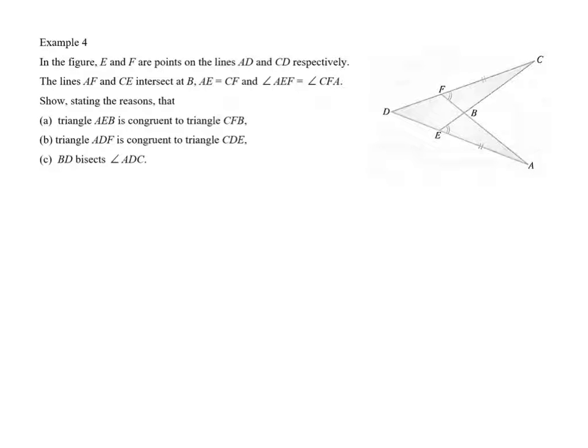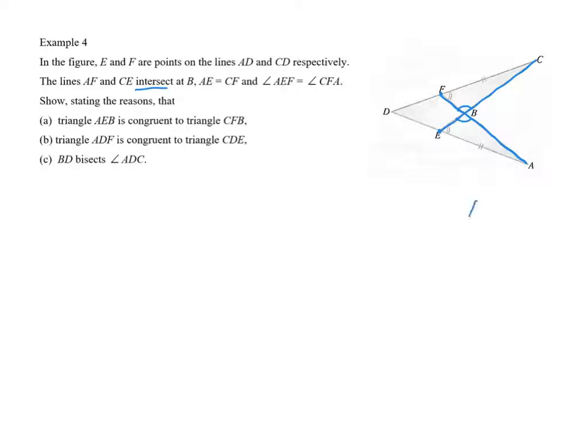Congruency Example 4. In the figure, E and F are points on the line AD and CD respectively. The lines AF and CE intersect at point B. What does that mean? So I will have AF line and CE intersect each other, forming a cross. Now, when you have two lines that intersect each other like this, what kind of angles do you form? Well, we notice that down here, this is a pair of vertically opposite angles.